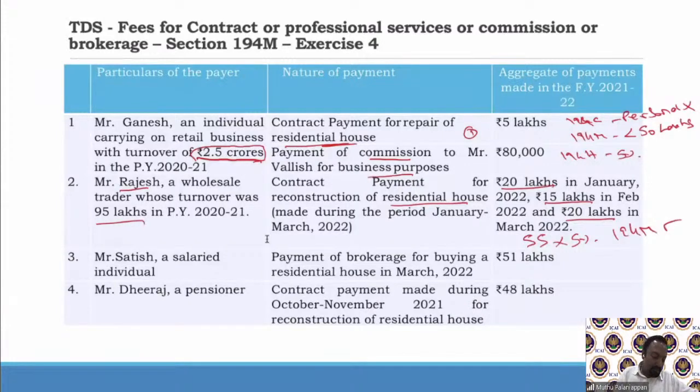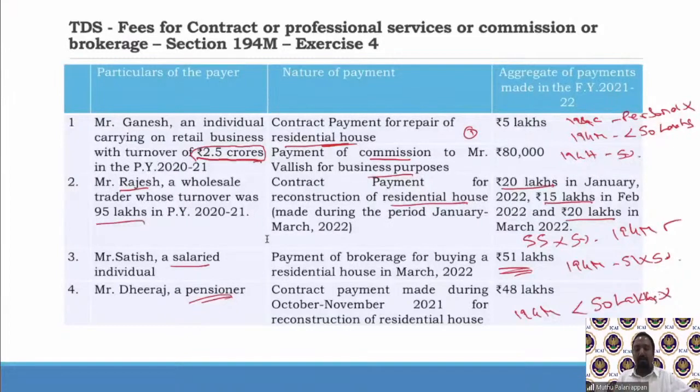Next is Satish, a salaried individual. Since he is a salaried individual, of course, it is 194M. Since it is above 50 lakhs, you pay 5% on 51 lakhs for buying a residential house. So 194M does not restrict to personal use; even if it is personal use, you are allowed to deduct. Dheeraj, a pensioner. Again, 194M is applicable, but since it is less than 50 lakhs, it is not tax deductible.